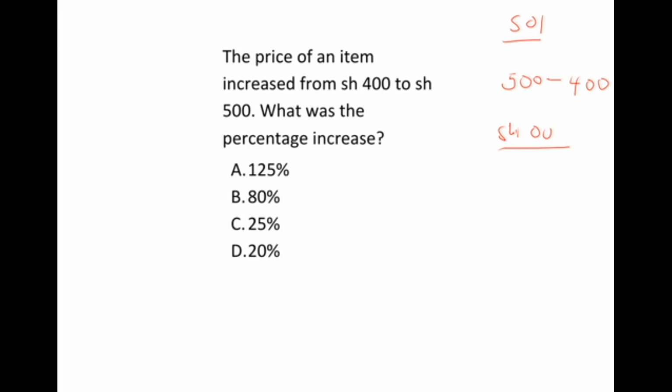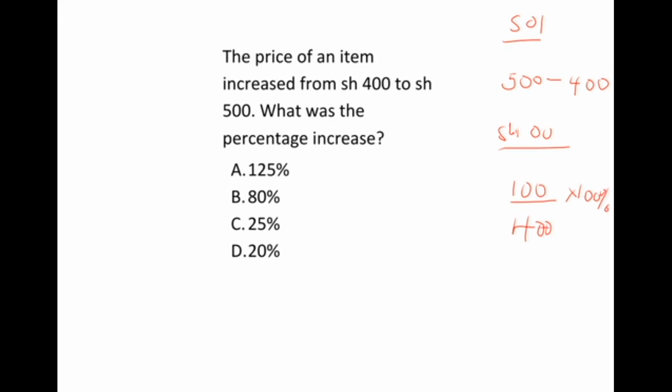For us to get the percentage increase, now we take 100 shillings over the first price or the original price, which is 400 shillings, times 100%. Then we will simplify from there.